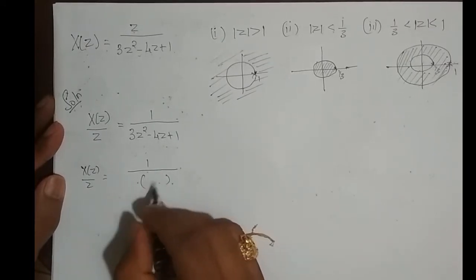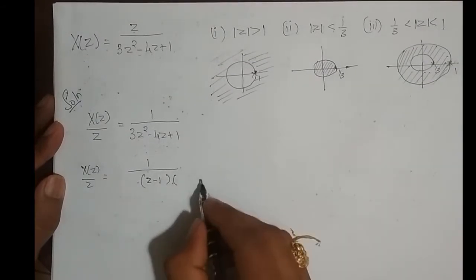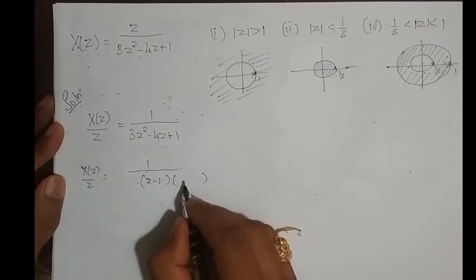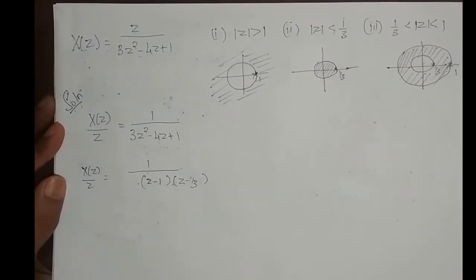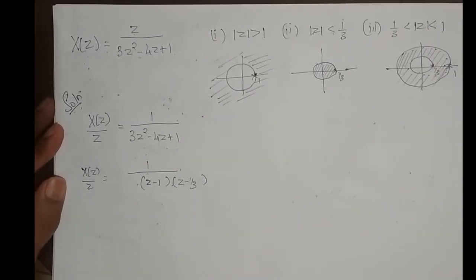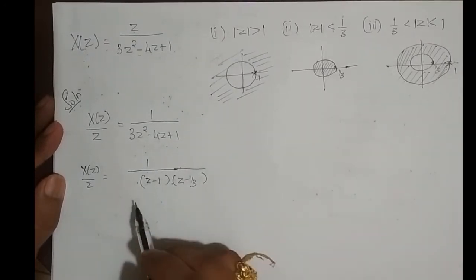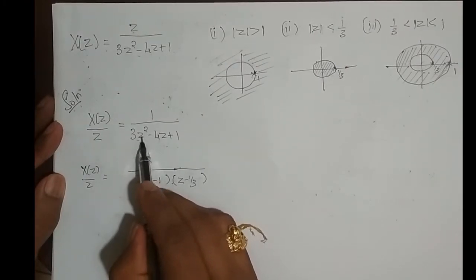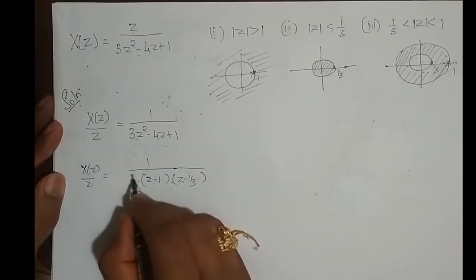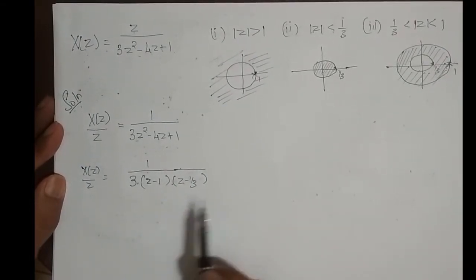One is at z equal to 1. If I put z equal to 1, this goes to 0. The other one is at z equal to 1/3. If I put z equal to 1/3, this goes to 0. Now mind you, you usually make this mistake. You have to see the coefficient of the highest power. The coefficient of the highest power is 3, so you have to put 1/3 here. Otherwise this factorization becomes wrong.